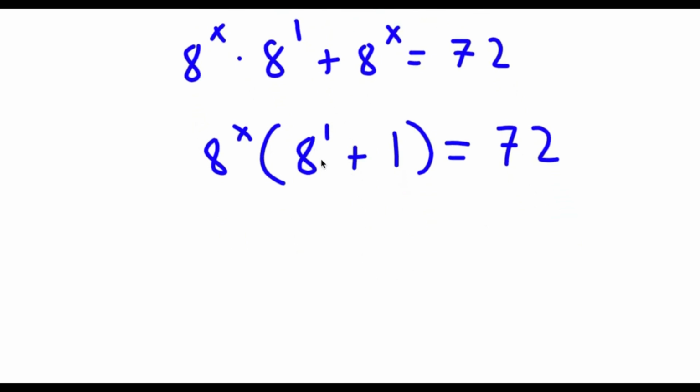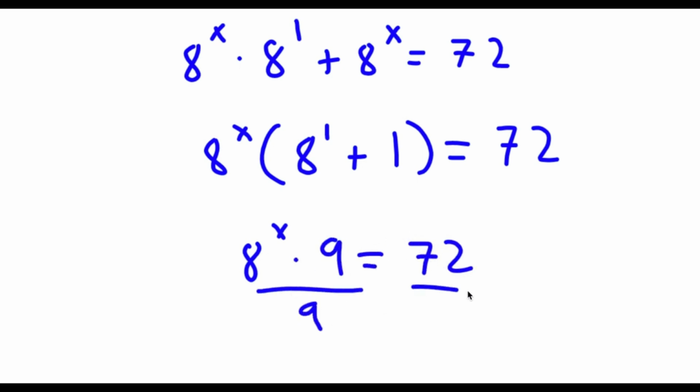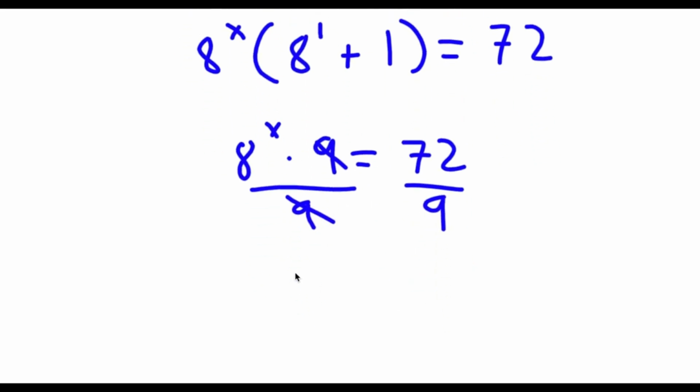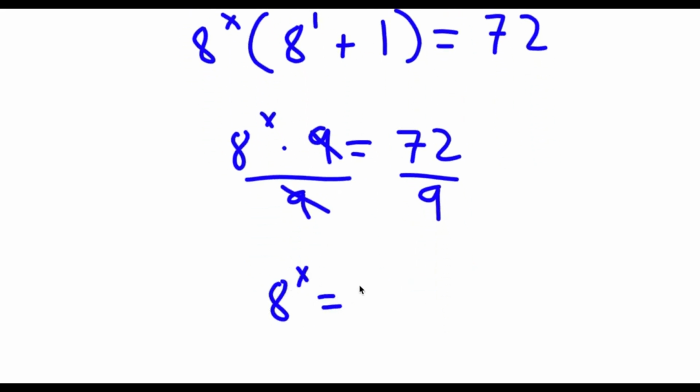Now, 8 to the power of 1 is the same thing as 8, so 8 plus 1, that's going to equal 9. So I have 8 to the power of x times 9 is equal to 72. Now I'm going to divide both sides by 9, so then these two cancel out. Now I'm left with 8 to the power of x is equal to 72 divided by 9, which is 8.